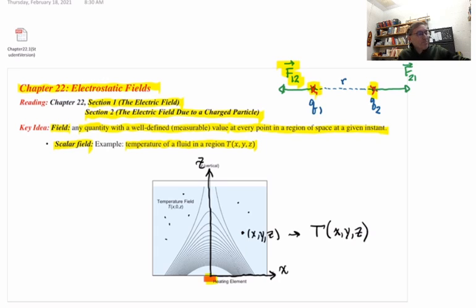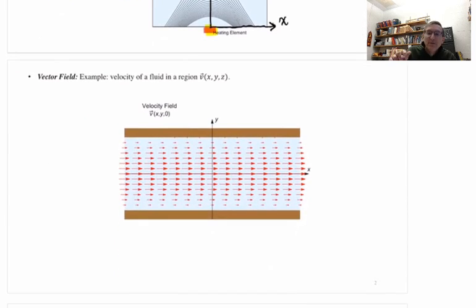All right, now let me give you an example of a vector field that is still a little bit easier to visualize, not quite so abstract as the electrostatic field. Of course, what that means is that throughout a region of space, at any given point, you're measuring some vector quantity with, as we know, a magnitude and a direction. A kind of mundane example that's easy to visualize is the velocity of a fluid in a region, v arrow, as a function of x, y, and z.